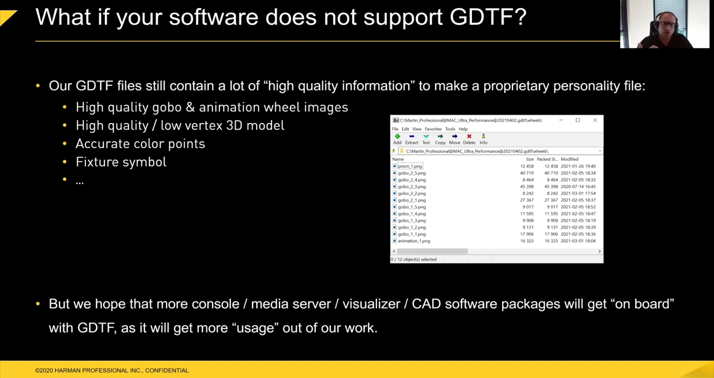A GDTF file is actually just an archive file, so you can open it with a program such as 7-Zip. And then if you open it, you will find images of the gobos, you will find the 3D model of the fixture, the 3DS files, you can extract the color points, you can extract the fixture symbol SVG file. So even if you're making your own personality file for another system that does not support GDTF, you can extract a lot of this information from a GDTF file just by opening it with a program such as 7-Zip.